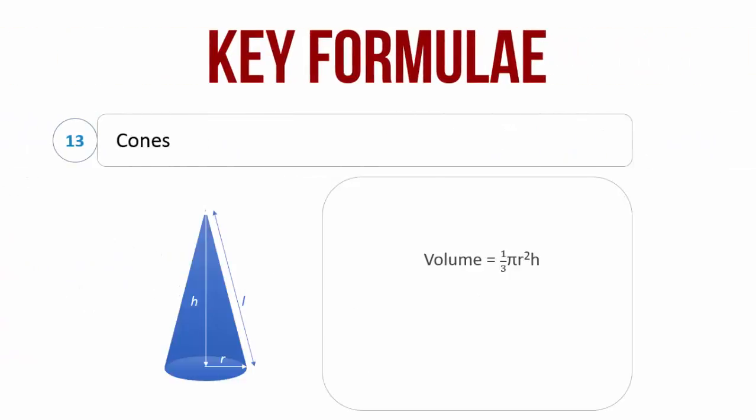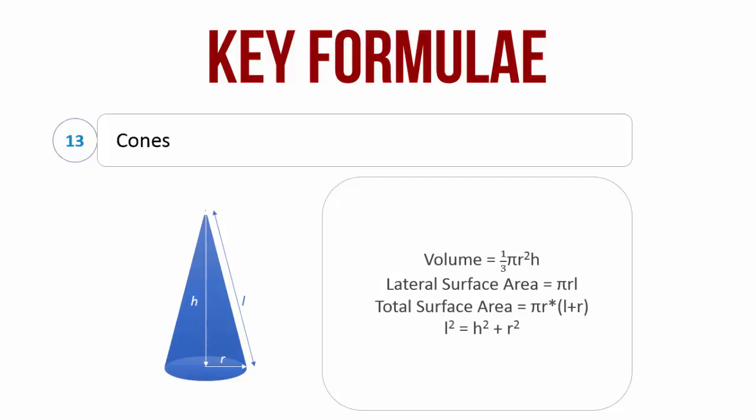The volume of a cone is given by 1 by 3 into pi r square h. The lateral surface area, that is the curved surface area, the surface area of the curved portion, is given by pi r into L, and the total surface area is given by pi r into (L plus r). Now if you slice this cone vertically, you see that H, R and L form a right angle triangle. So Pythagoras theorem can be applied here. Therefore, L square is equal to H square plus R square.